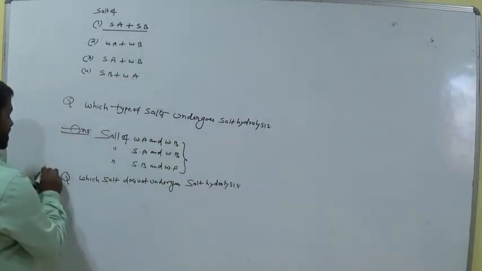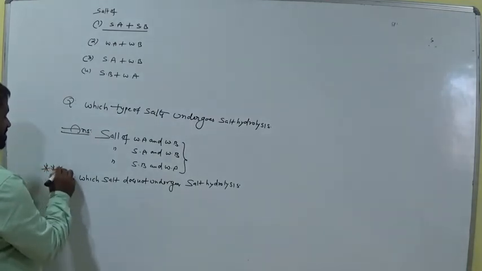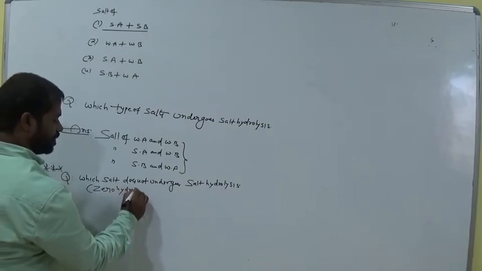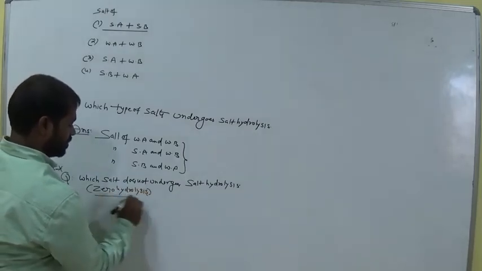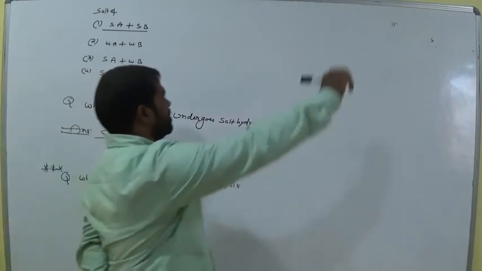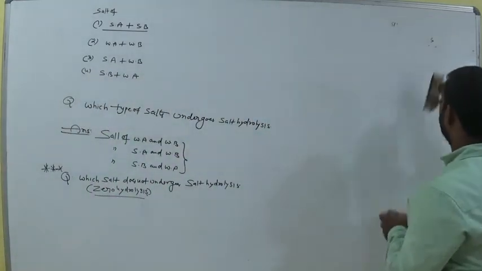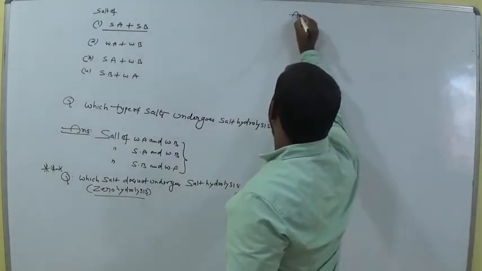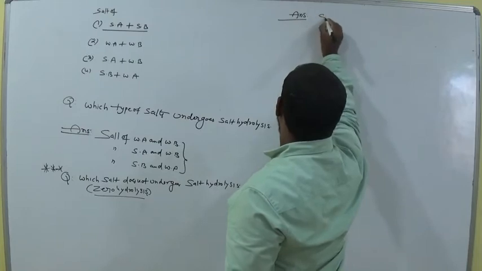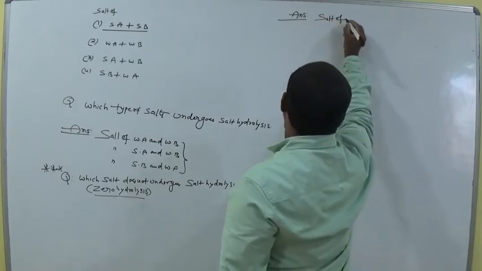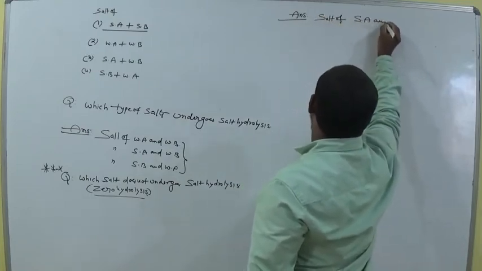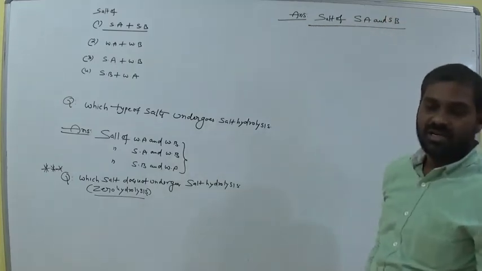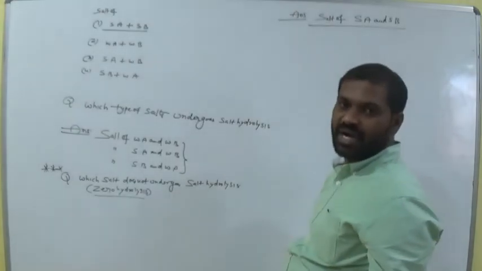Which salt does not undergo salt hydrolysis, or we call it zero hydrolysis? Zero hydrolysis means, the answer is, salt of strong acid and strong base does not undergo hydrolysis. We call it zero hydrolysis.